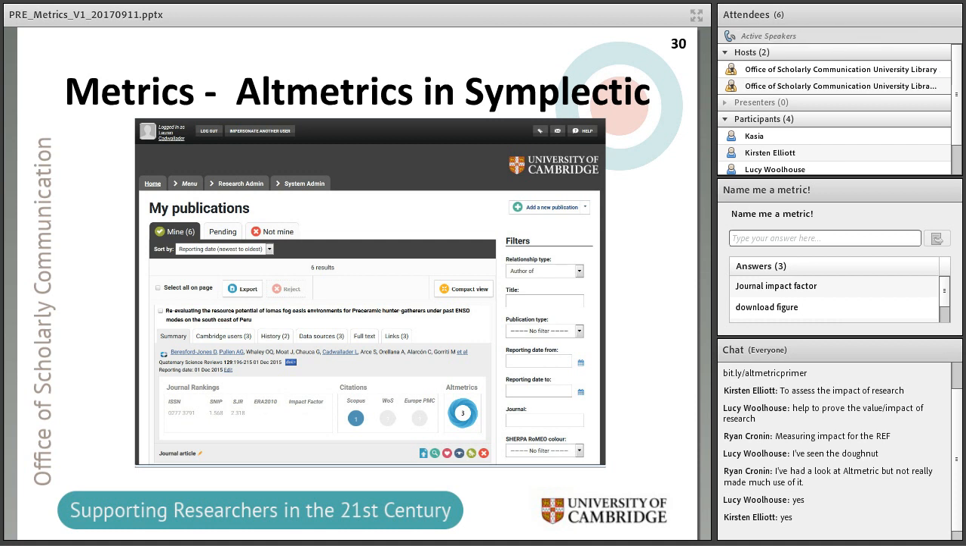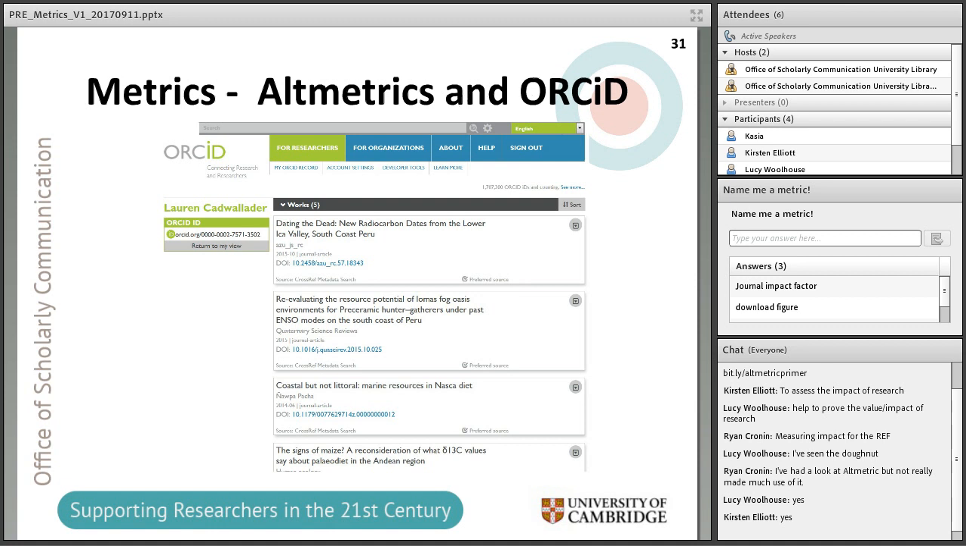So altmetrics are also shown in Symplectic. Researchers might use this as a really easy and quick way to find out their own metric scores. So this is an example from my publication page, and you can see I've got a metric score of 3. I'm quite pleased with that. It's just a quick, easy way to look at things.